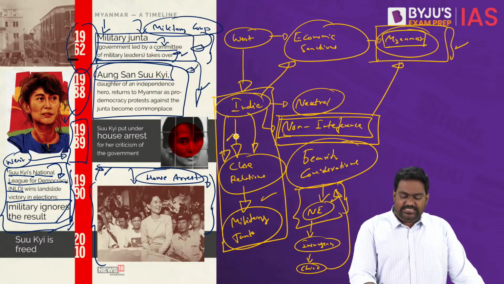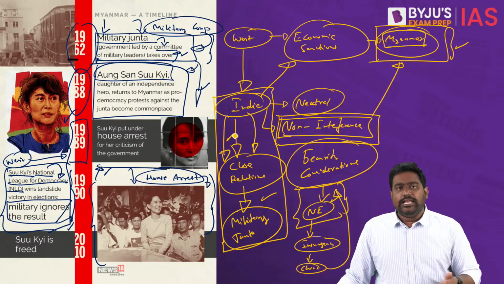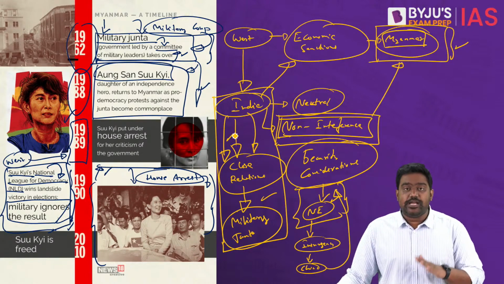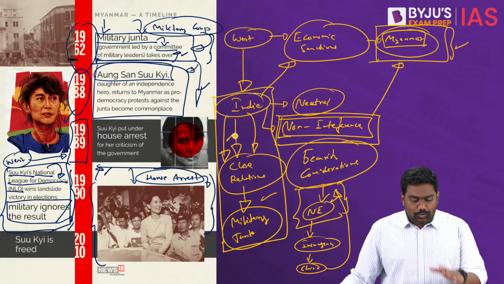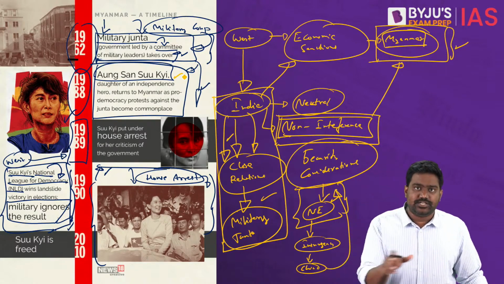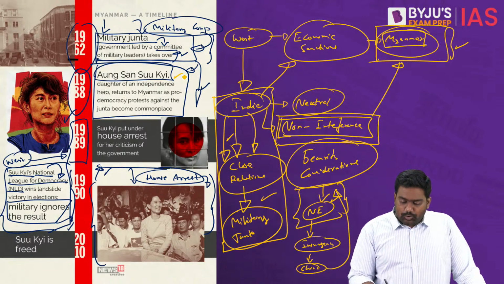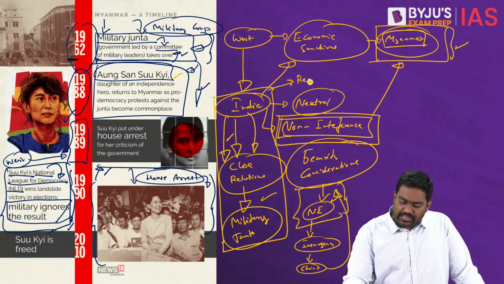That's why since the 1960s, when the military coup happened, India didn't criticize the military. Till date, in fact, we have never publicly criticized Myanmar's military junta. When the pro-democracy movement was crushed in the 1980s and Aung San Suu Kyi was placed under house arrest, India didn't criticize Myanmar. Right? So that is the approach we took, which is basically a realpolitik approach.